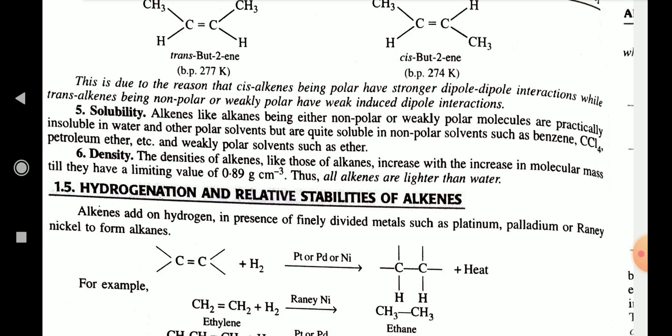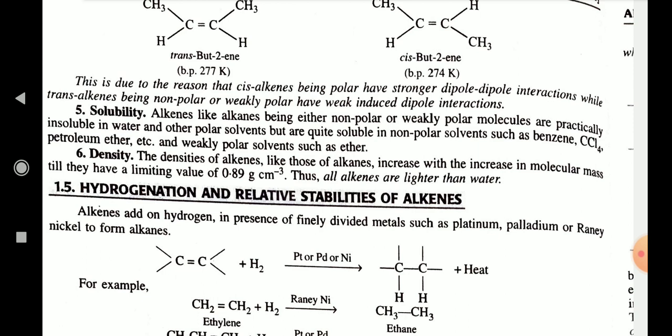Fifth is solubility. Alkenes like alkanes being either non-polar or weakly polar molecules are practically insoluble in water and other polar solvents but are quite soluble in non-polar solvents such as benzene, carbon tetrachloride, petroleum ether and weakly polar solvents such as ether.